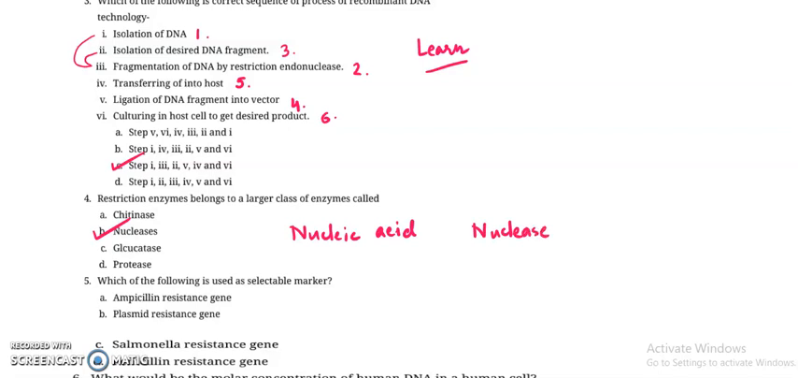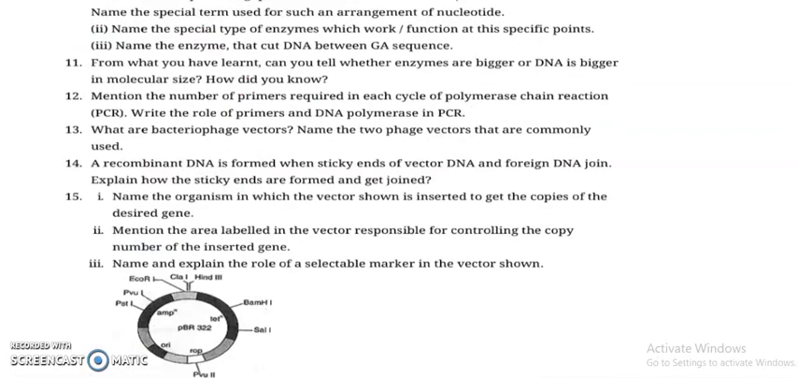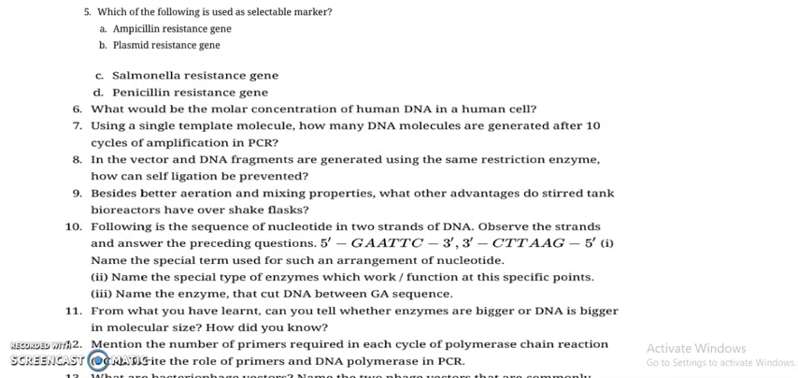Which of the following is used as a selectable marker? Now selectable marker was the one that was generally an antibiotic resistance gene, right? So we'll be picking up this option. And for antibiotic, penicillin is generally not used, so it was never discussed to you. Don't get confused in it. And salmonella can never be the answer to it.